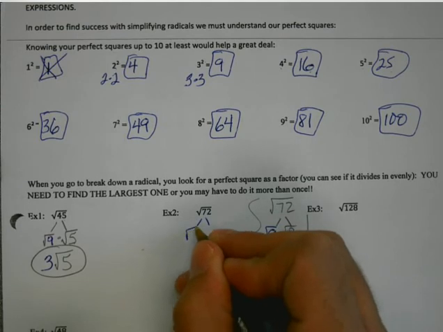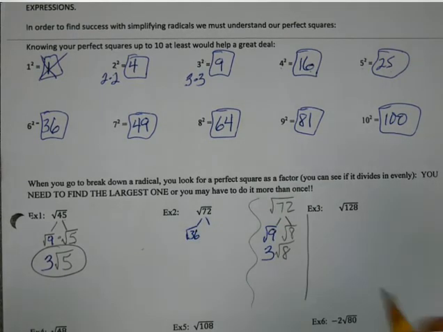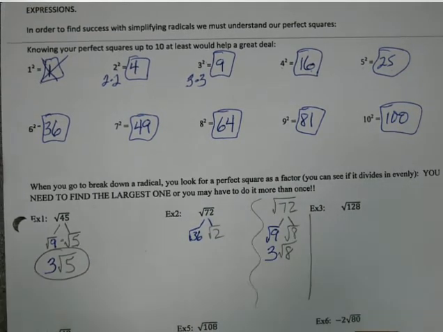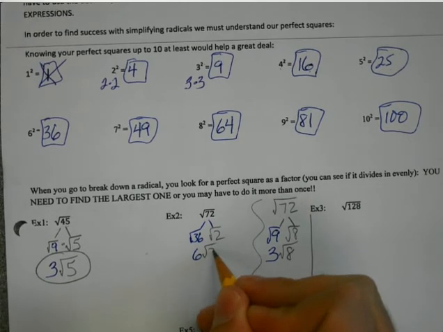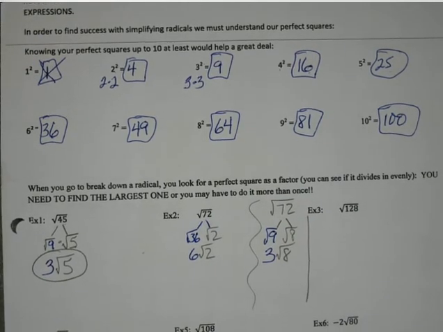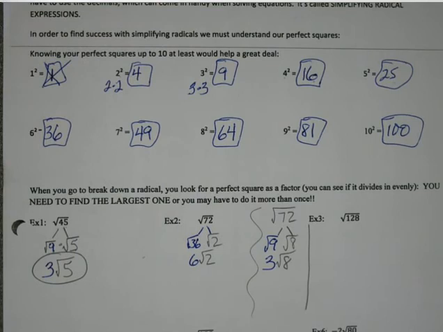So let's see what happens when we do 36 and 2. Square root of 36 is 6. Square root of 2 is 2. Well, wait a minute. I'm not getting the same answer. What's the deal here? What's happening?